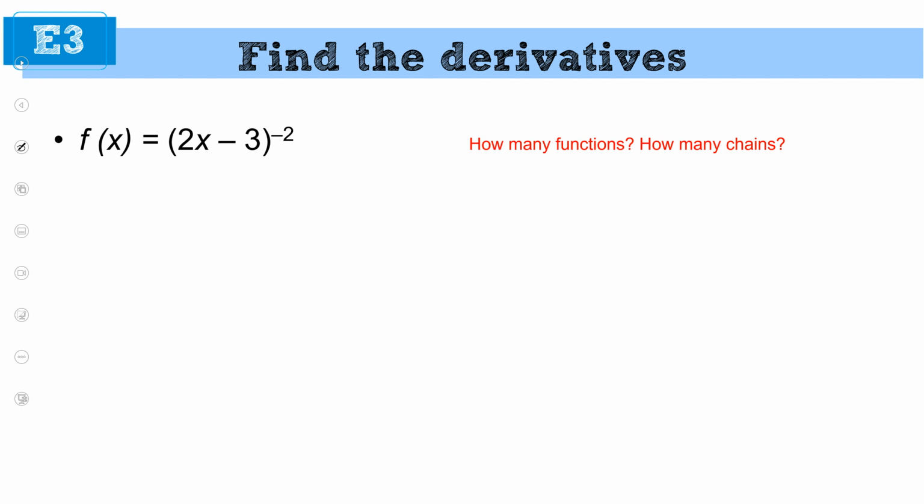Okay, so how many functions? 2. How many chains? 1. Good. What function is inside? What function is outside? Okay, good. Take the derivative. Don't worry about simplifying right now. Just take the derivative. So you see the two parts there. 2 functions, 1 chain.